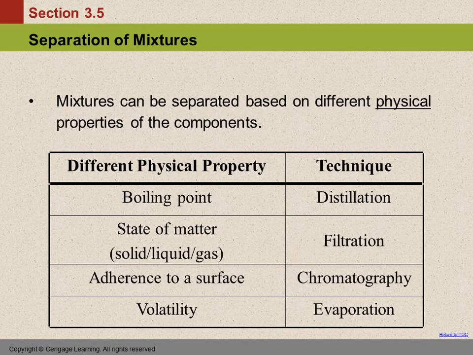Distillation can be used to separate things based on differences in boiling points. Solubility is also a physical property, and we can separate things based on their solubilities. Volatility is the basis of the evaporation technique. And so you could separate the salt dissolved in the water by evaporating the water. The salt will not evaporate. And so you can separate them based on that difference in their volatility.